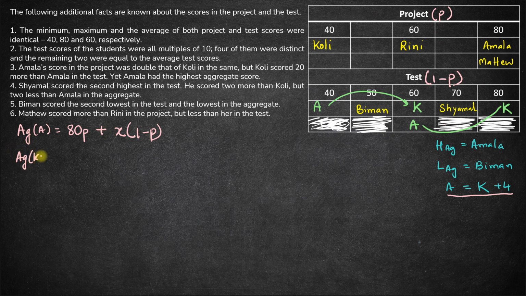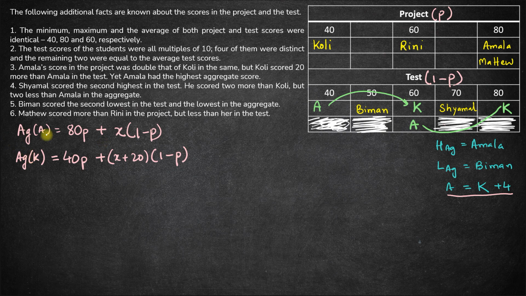Similarly, aggregate score for Koli will be 40 into P plus whatever is Koli's score in test. Koli scores 20 more. So if Amala gets 40, Koli scores 60. If Amala gets 60, Koli scores 80. So if we take X to be the score of Amala in test, Koli's score will be X plus 20, and this into 1 minus P. Okay, this is the aggregate score of Koli.